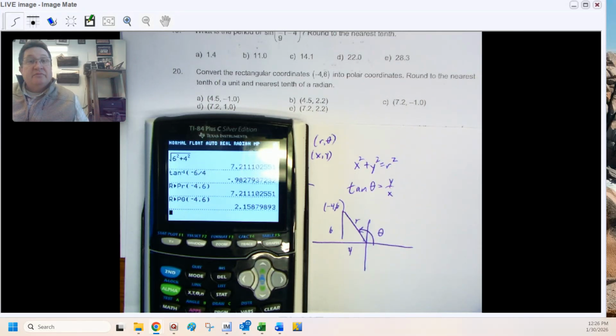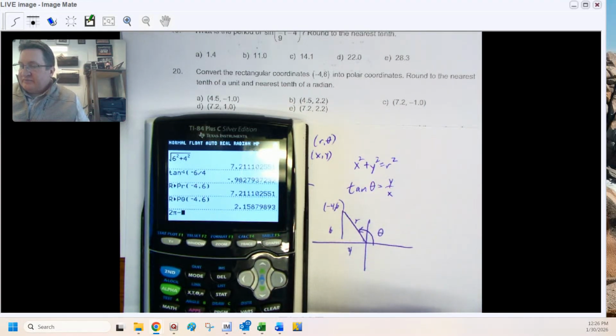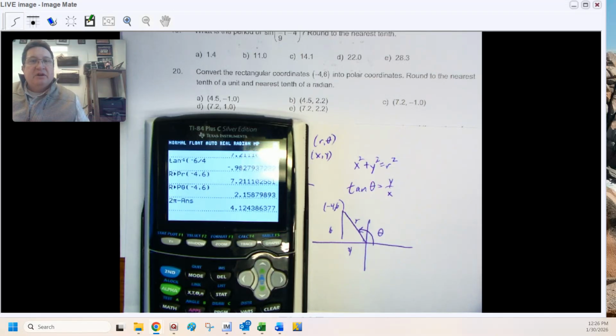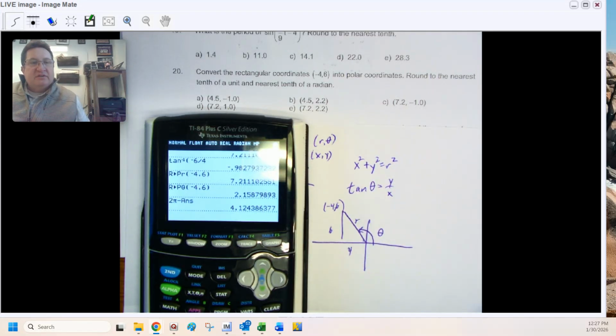And so, yeah, we're in good shape there. I'm just curious here. 2 pi minus that number earlier is 4.14. Okay, so we should be all set there. Oh, I know what happened. The tangent inverse doesn't necessarily give me an answer in the right quadrant, this one that I'm pointing at. And so we've got to be careful about that.